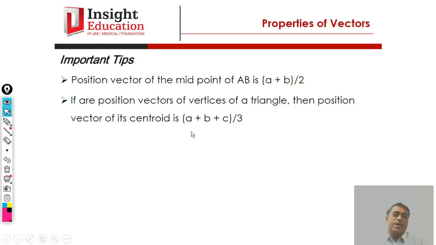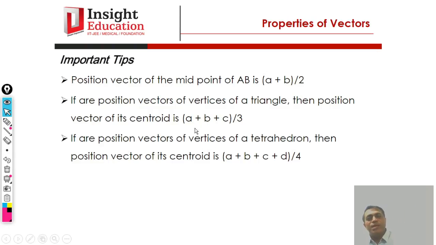So if the vertices are A, B, C with coordinates x, y, z, then the centroid is (x1 plus x2 plus x3) by 3, (y1 plus y2 plus y3) by 3. Similarly, if a, b, c, d are the position vectors of the vertices of a tetrahedron, then the position vector of the centroid is (a plus b plus c plus d) by 4.